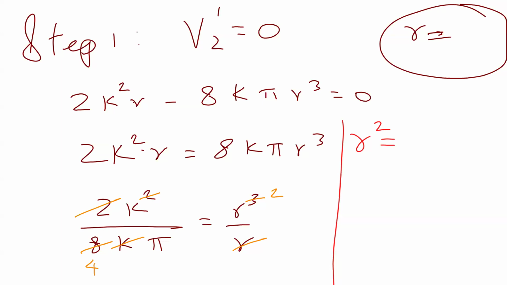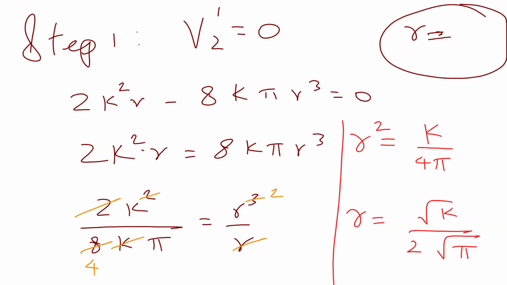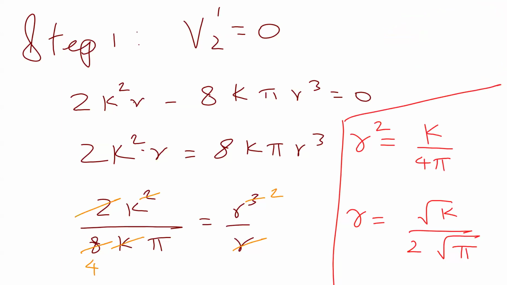R square is equal to K by 4 pi. So R will be root K to root pi. This is the value of R. Guys, are you getting the same? Yes, sir.